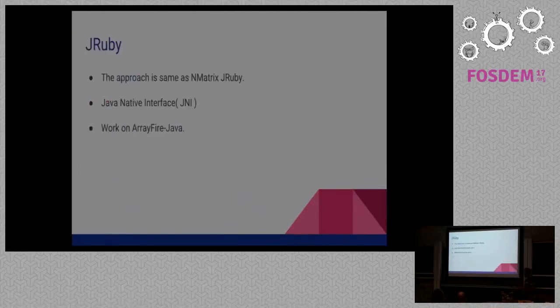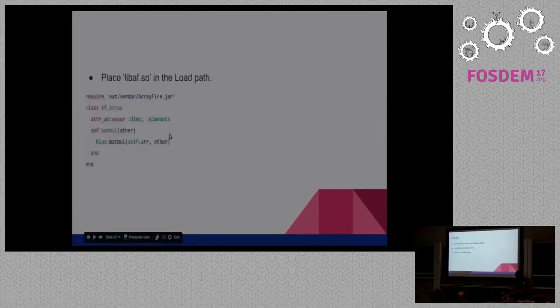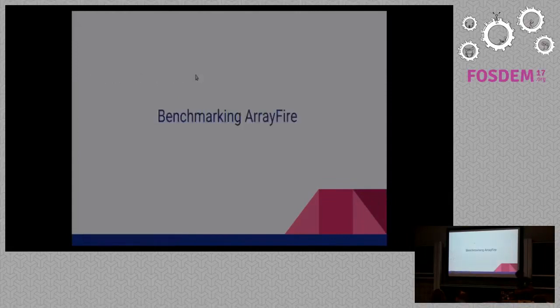For JRuby, the approach is the same as NMatrix JRuby. We have a Java Native Interface for ArrayFire already built, and I even implemented some of the BLAS and LAPACK routines. This works on ArrayFire Java. For example, the last example we saw, where we did matrix multiplication using C code, can easily be implemented in JRuby using just this part of code. So here you can see how awesome JRuby is.